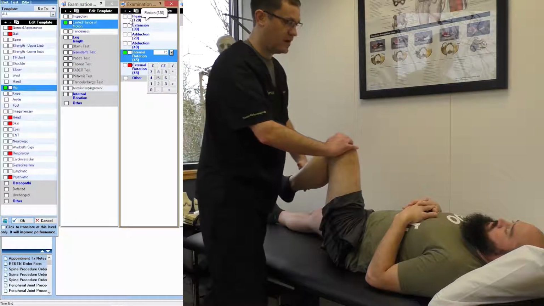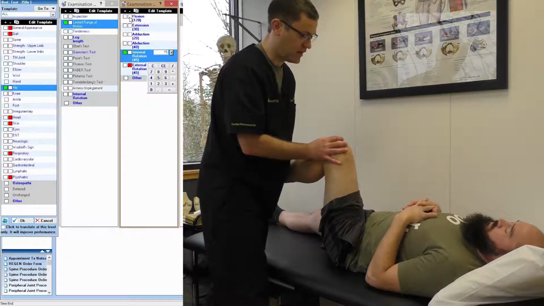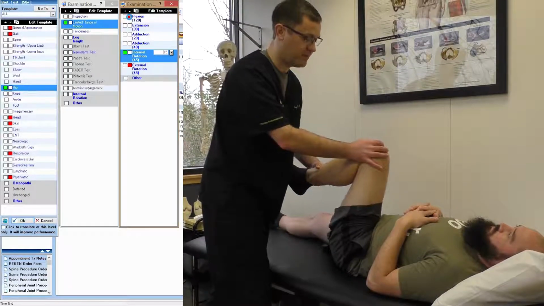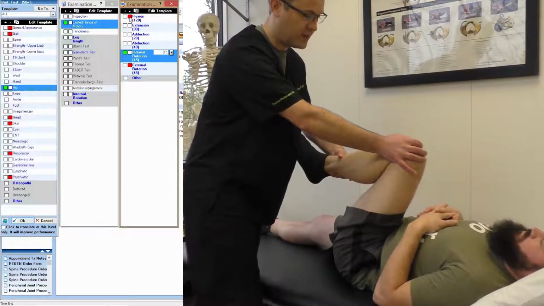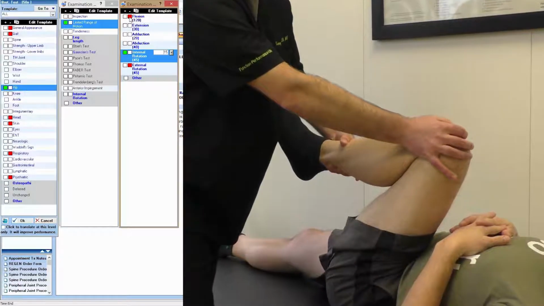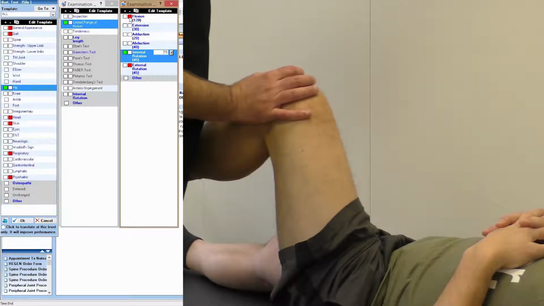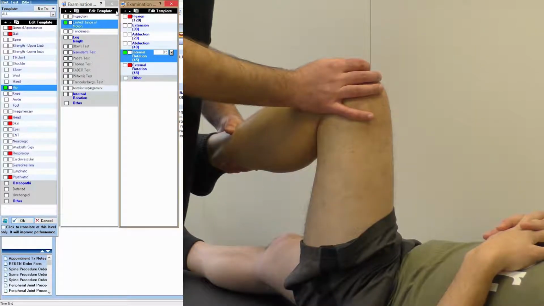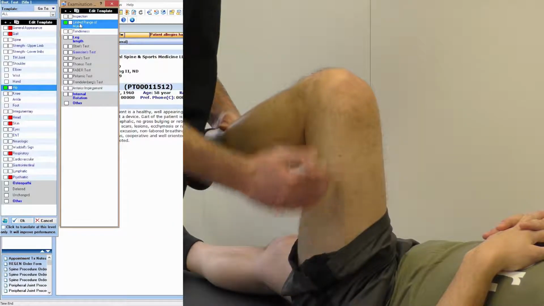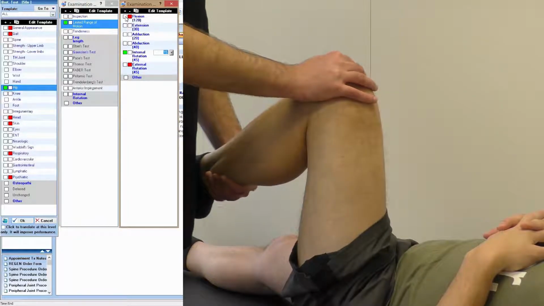Next, we're going to check for hip flexion. So just again, go ahead and relax. I'm going to bring the hip up towards his chest. Hip flexion is normal for him. For some people, they can only flex to here. I would say hip flexion limited at 90 degrees.